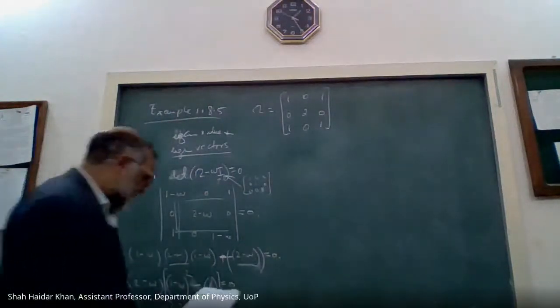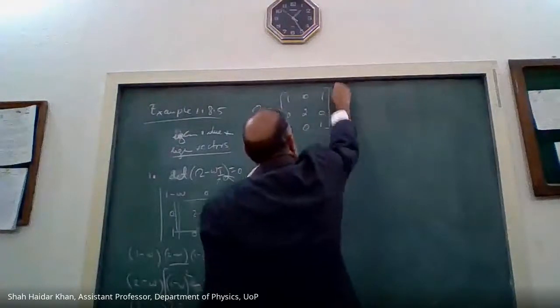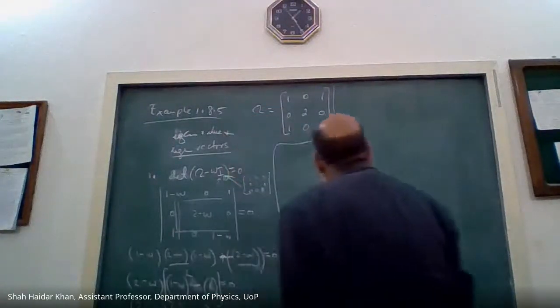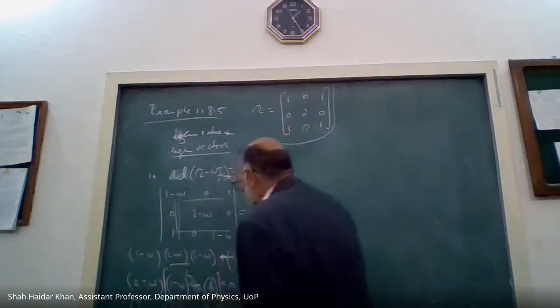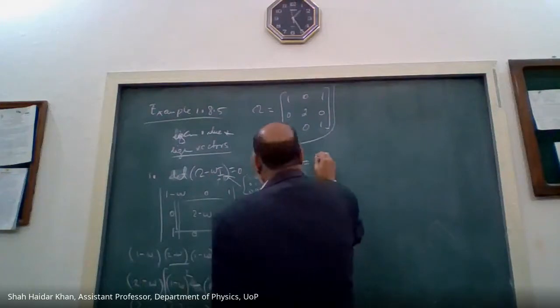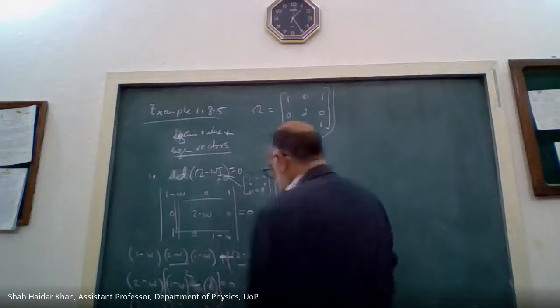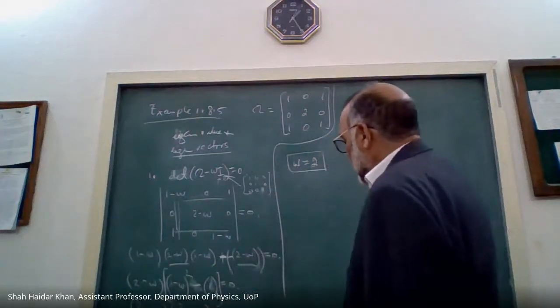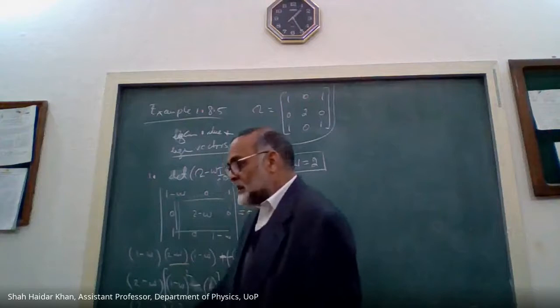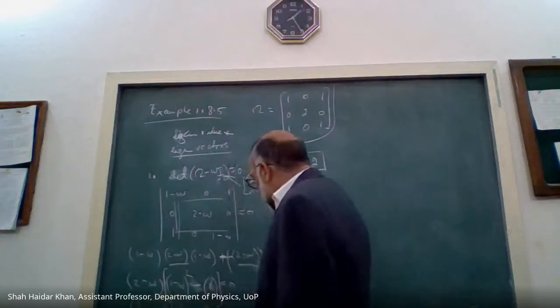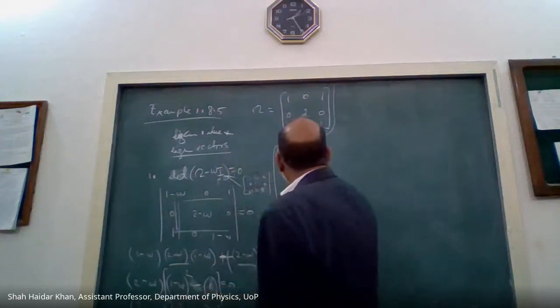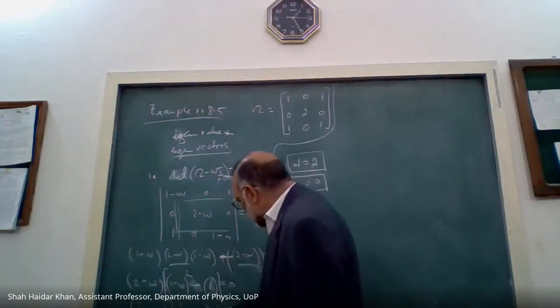right? So the result we have is omega is equal to 2. Here, I can take omega common, right? And that omega will be equal to 0. And here, omega minus 2.